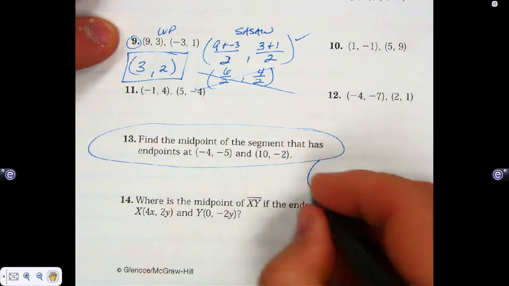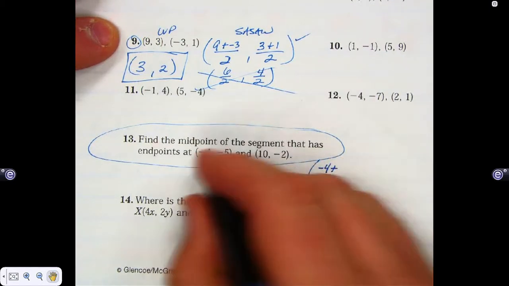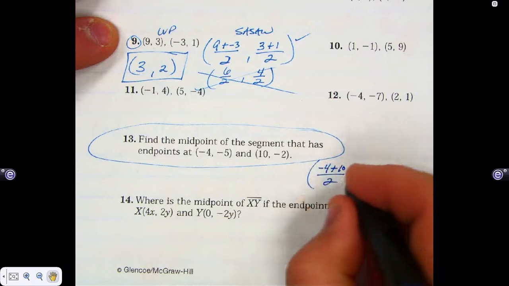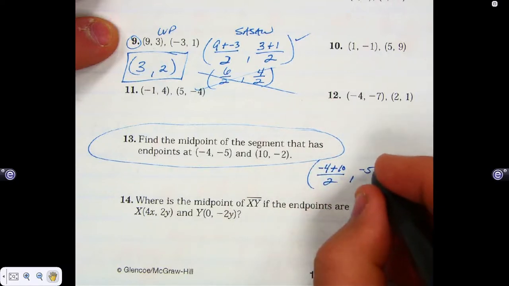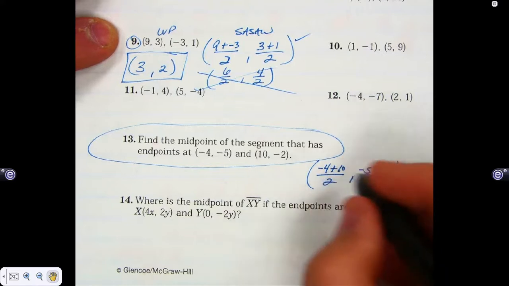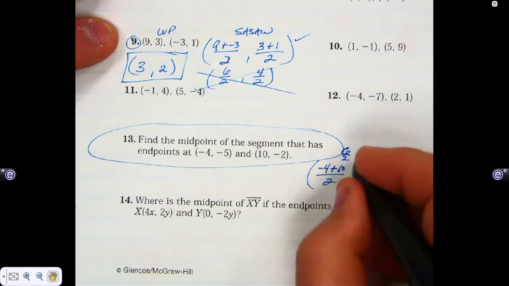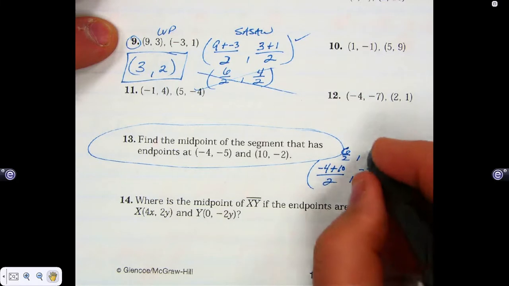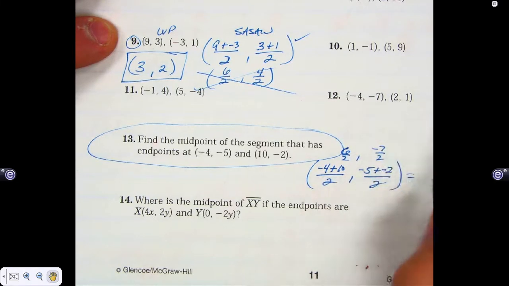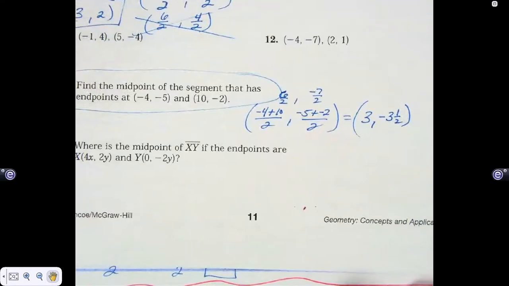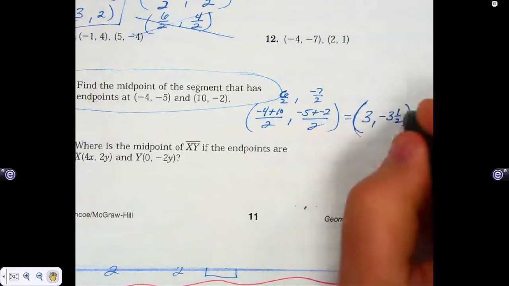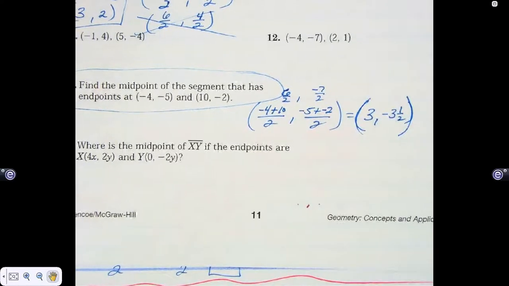So to find the midpoint, we would go negative 4 plus what, divided by 2, and then negative 5 plus negative 2, divided by 2. And basically you'd get 6 over 2, comma, negative 7 over 2. So as a result, you would get 3 comma negative 3 1/2. Correct? Yes.